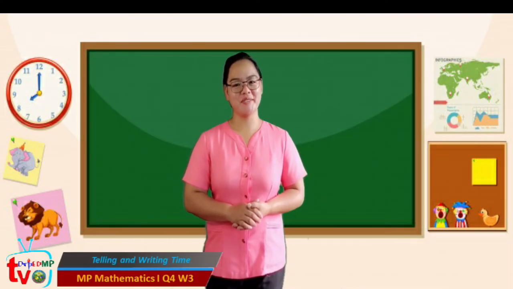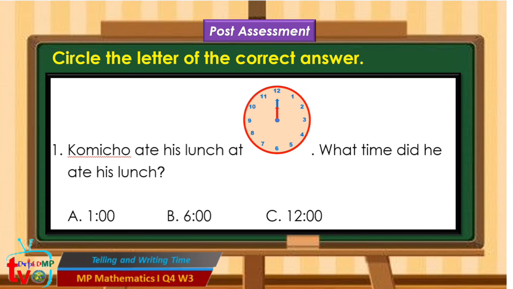For our last activity, listen as I read to you the questions. Then, choose the letter of the correct answer. Number 1. Komicho ate his lunch at... What time did he eat his lunch? A. 1 o'clock. B. 6 o'clock. C. 12 o'clock.